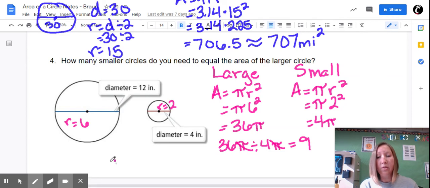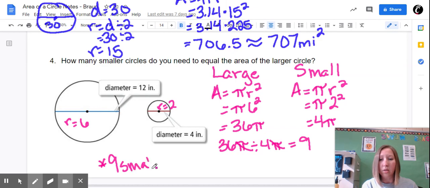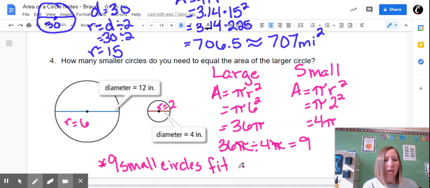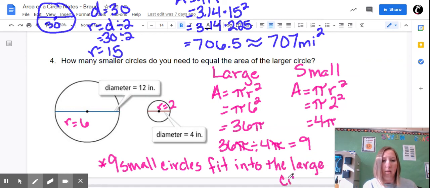So what this tells me is 9 small circles fit into the larger circle. So that is how we solve that one.